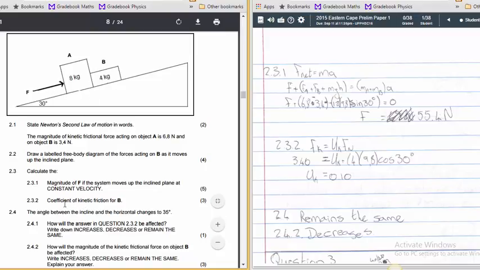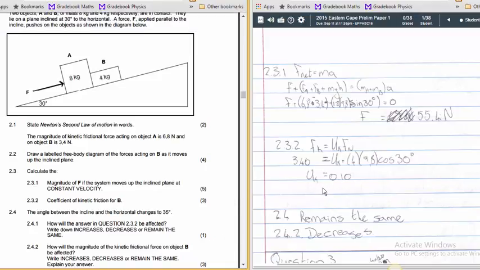Next question, calculate the coefficient of kinetic friction for B. And so here we had, okay, here's the formula, 3.4, here's the formula: the force of kinetic friction is equal to the coefficient of kinetic friction times the normal force. The normal force is just this formula, your mass times gravity times cos of 30.